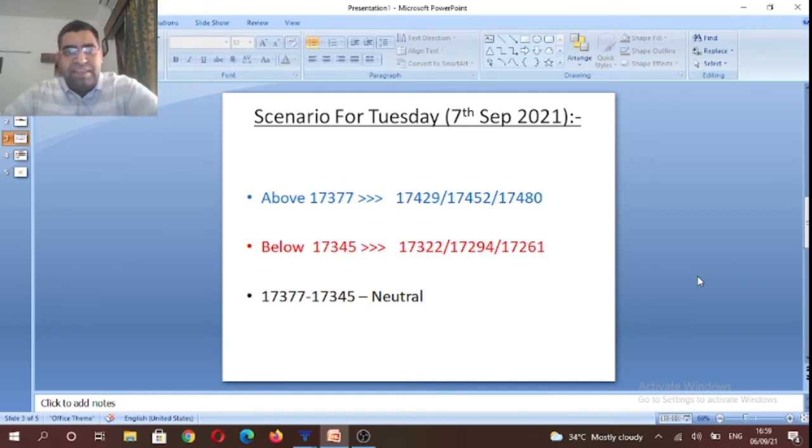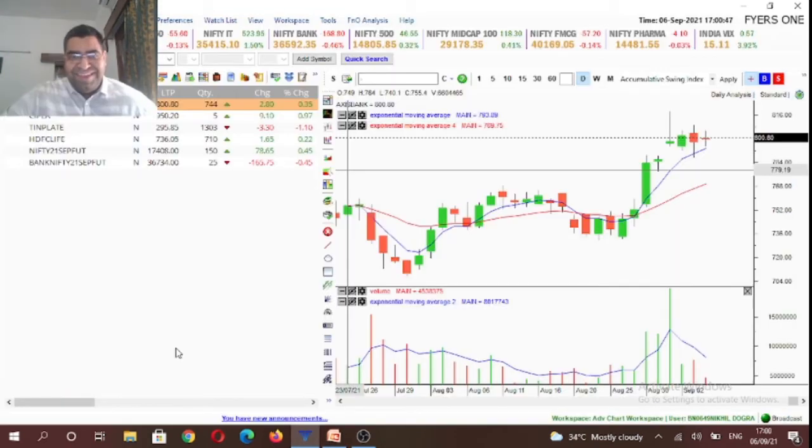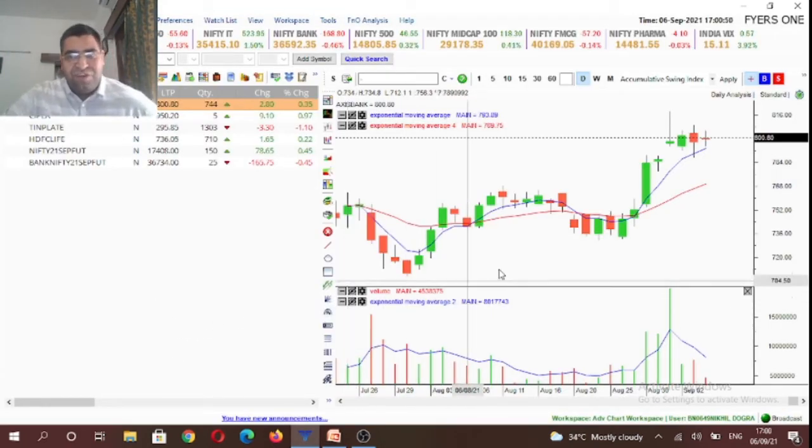Above the 17,377 level, today's close, we can trade towards today's high of 17,429, and beyond that we can potentially trade towards the 17,480 level. Below 17,345 levels we can trade toward the 17,322 level, below that 17,294 levels, and potentially 17,261 levels tomorrow. And the neutral price range for tomorrow is 17,377 to 17,345, in which one can refrain from making any trades on the index. Now we would be discussing our stock watch list for tomorrow.